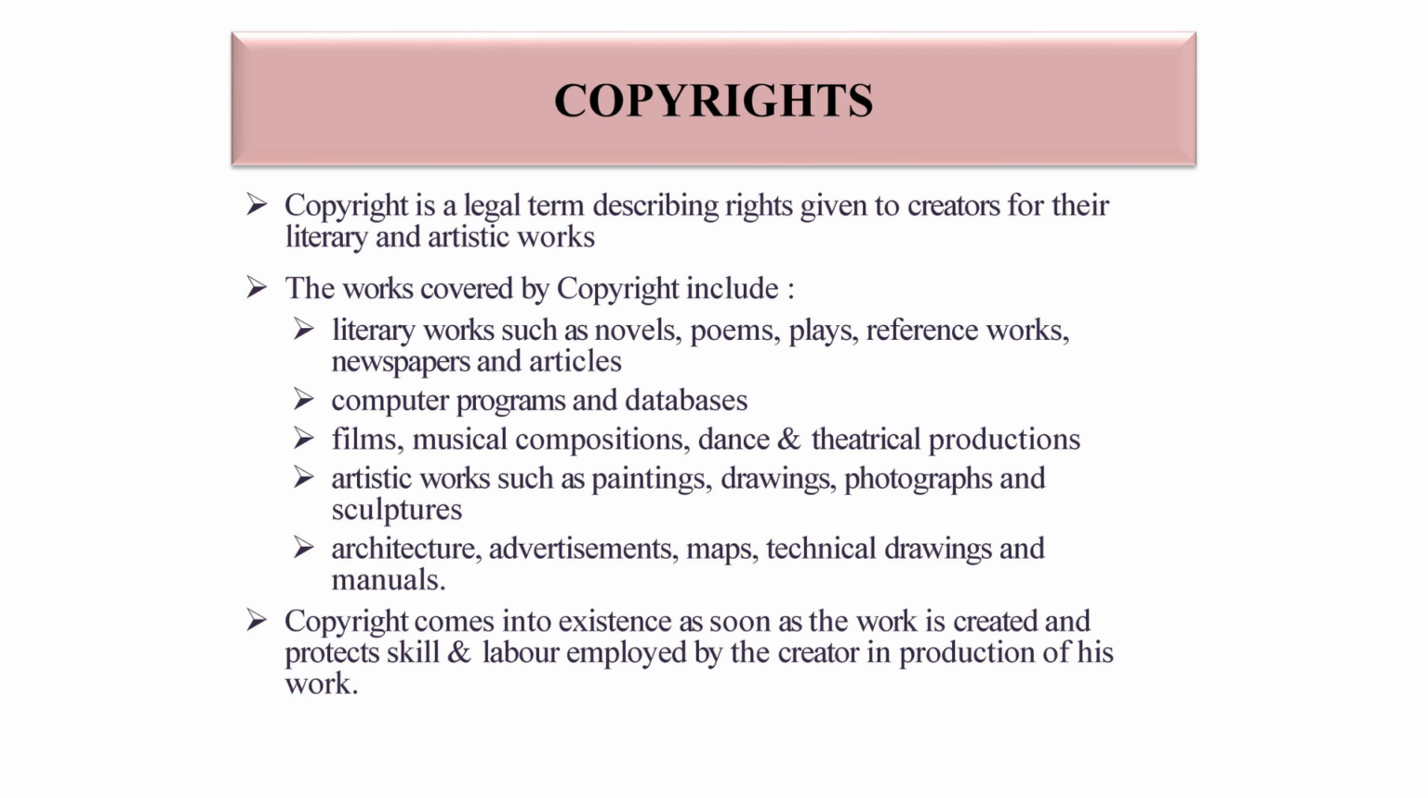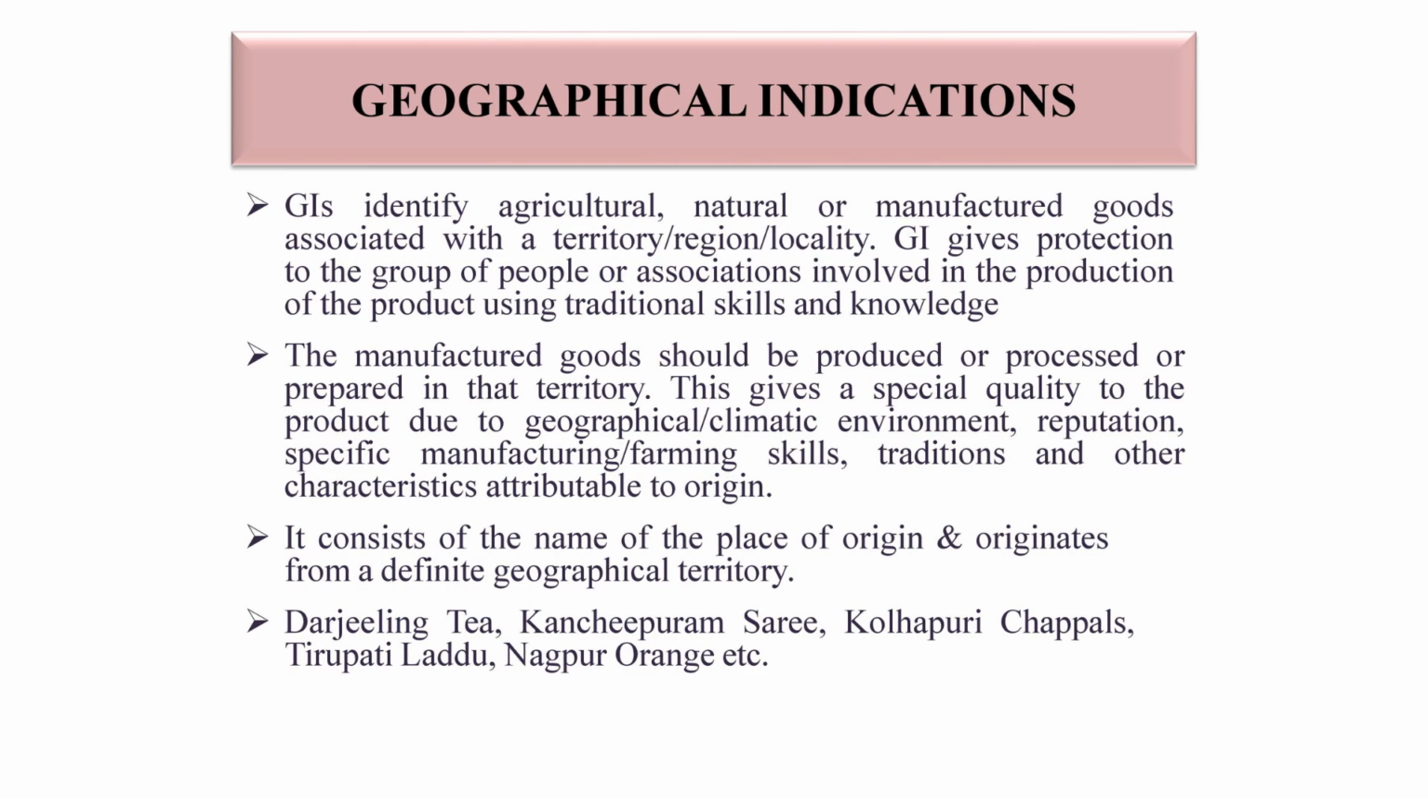Copyright comes into existence as soon as the work is created and protects skill and labor employed by the creator in production of his work. Let's continue with geographical indications. GIs identify agricultural, natural, or manufactured goods associated with a territory, region, or locality.